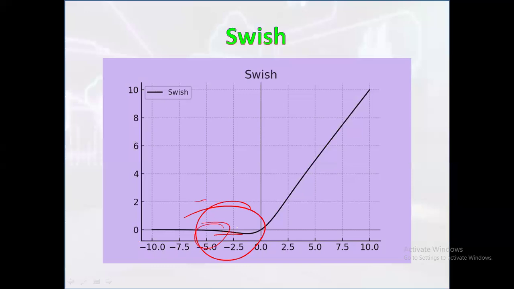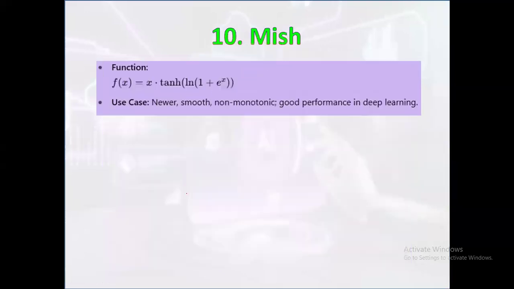Its flexibility helps models escape local minima more effectively, leading to superior performance in many deep architectures. Though slightly more complex to compute than ReLU, its expressiveness and smooth gradient flow make it a powerful modern activation function. Next function is Mish.